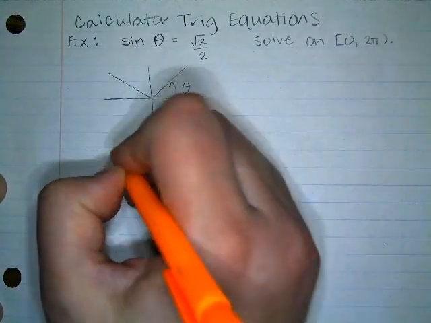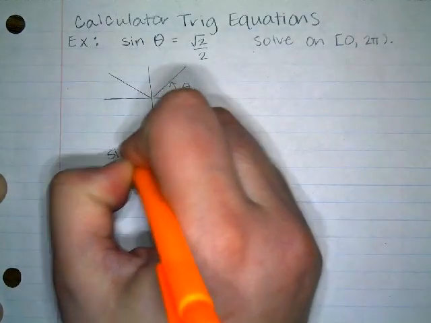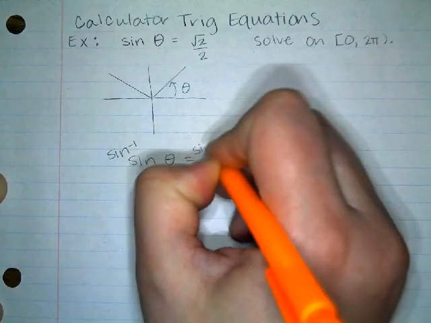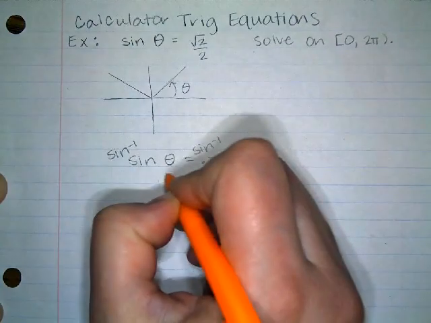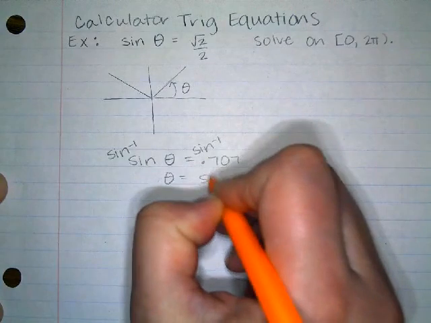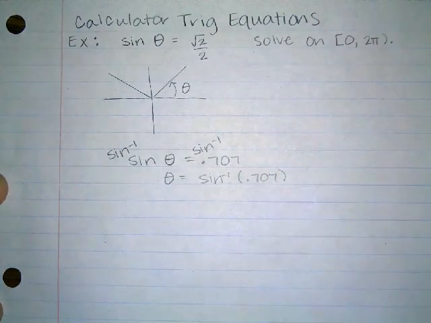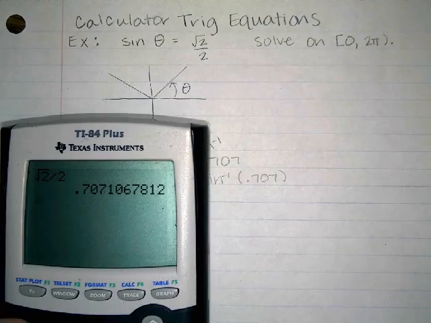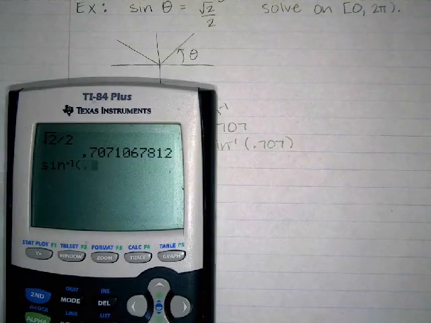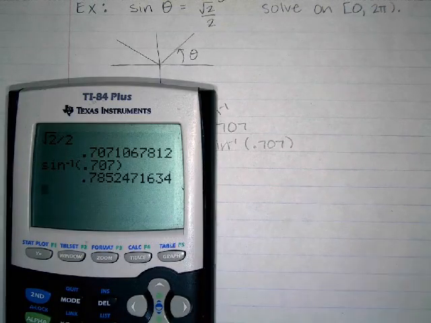I would take sine inverse and say, all right, theta equals sine inverse of 0.707. And I would go through and I would not get two answers. I would only get one answer. But we know from the unit circle how many answers there are.